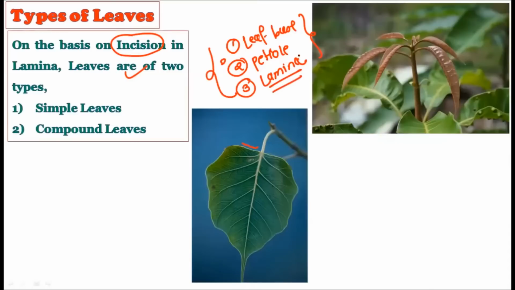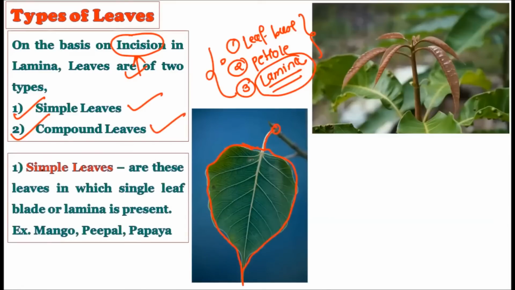Now, if this lamina part of the plant has an incision in it, then depending upon the presence or absence of this incision, the leaves can be of two types: the simple leaves and the compound leaves. Now understand this. This is a leaf base, this is a petiole, and this portion is considered as the lamina. Whether it has an incision or not, depending upon this, we have two types of leaves. The first is called simple leaves, and the second is called compound leaves.